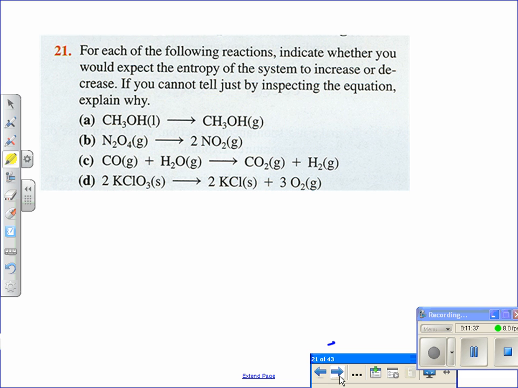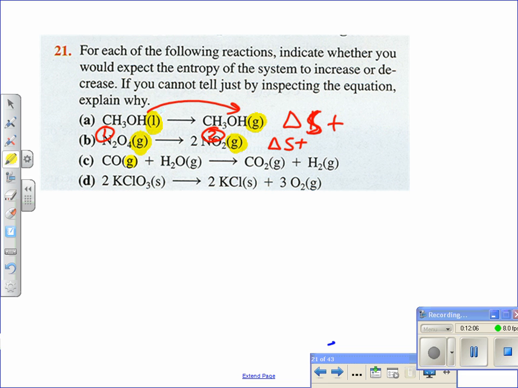Okay, so if we look right here, the first thing I look at is the state. I have a liquid, I have a gas. I can use the SLG rule. I know going from a liquid to a gas, my sign for delta S is going to be positive using the SLG rule. If I look right here, I have a gas and a gas. So then I have to use number of moles. Well, I have 1 mole of gas on this side, 2 moles of gases on this side. My sign for delta S is going to be positive.